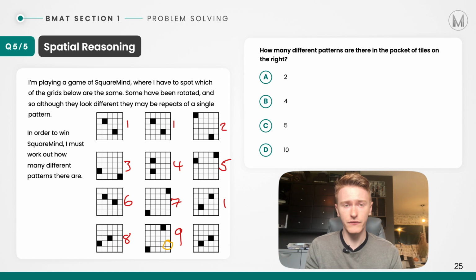Finally, moving on to the final option, it looks very similar to pattern number 6, but doing a rotational check, we can see that actually it's a reflection and it's not a rotation. So this is pattern number 10. All in all, that means that we have 10 distinct patterns here, so the correct answer option here is D.